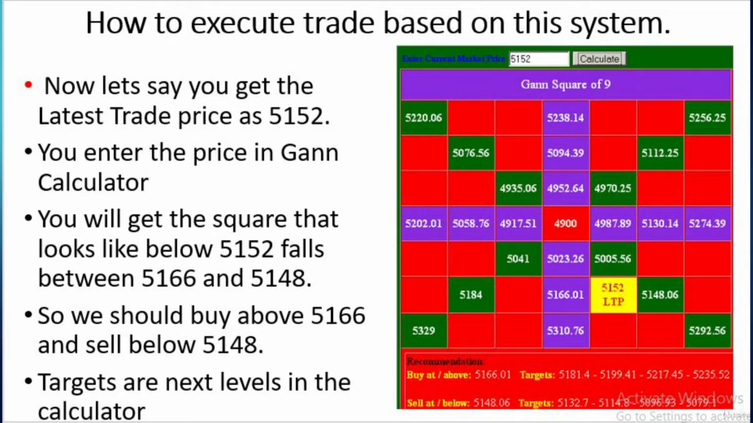Now in the new example, the latest trading price we consider, shown on your screen, is 5152. You enter the price 5152 in the Gann calculator and just calculate it. It automatically gives the numbers in spiral form. You will get the square of 5152 falling between 5166 and 5148. Targets are the next level in the calculation.